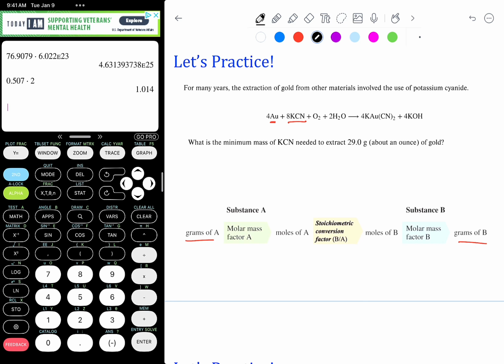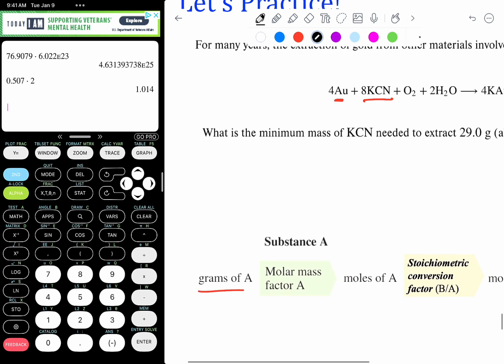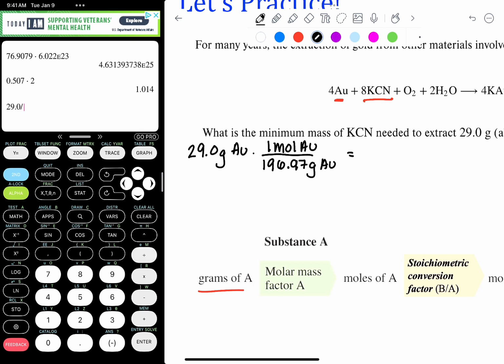We're starting this problem off by taking our grams of gold and converting it to moles using the molar mass of gold. We find that directly on the periodic table. So we're going to start with 29 grams of Au, and the molar mass of gold is 196.97 grams. So that gives us 29.0 divided by 196.97.